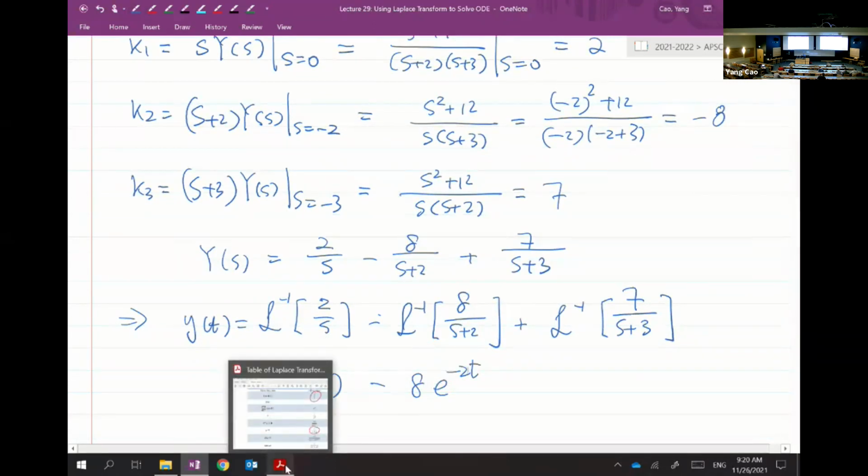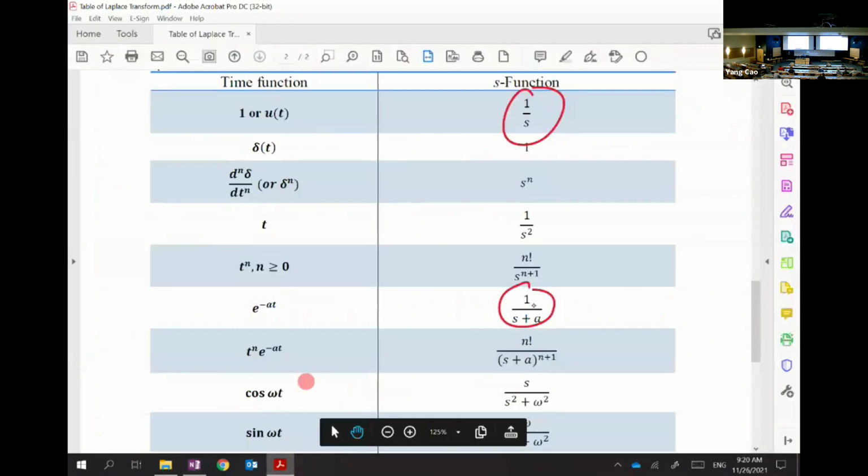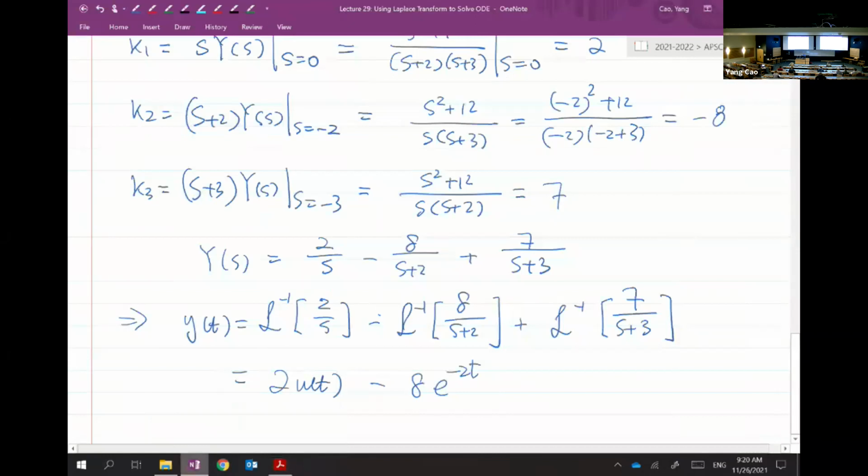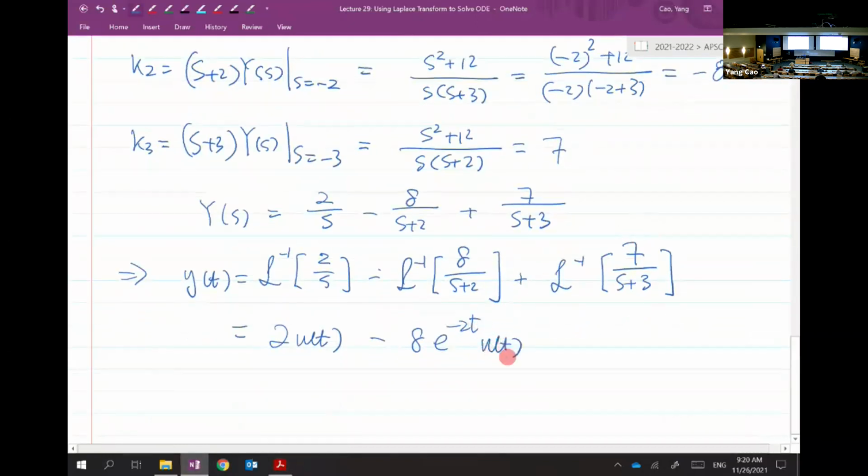Now, just to jog your mind a little bit more, remember what I said for this table: we consider every function to be a causal function. So I did not write the function multiplied by u of t, but inherently you should have a u of t there, so that the function naturally becomes a causal function. For consistency, if you write a u of t here, then you should write a u of t here. If you don't write u of t, if you write a 1 here, then you don't need to write a u of t. Everything else you can multiply by u of t.